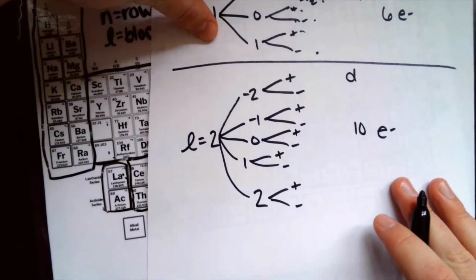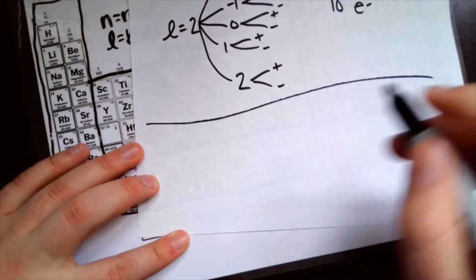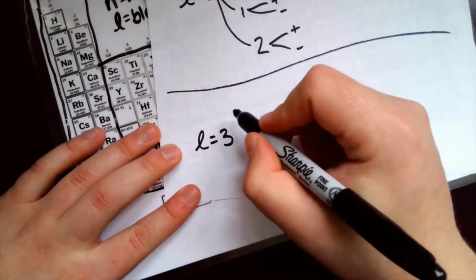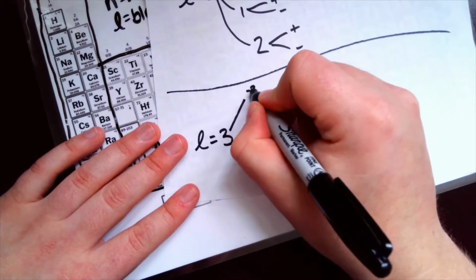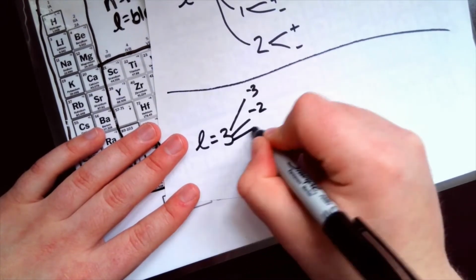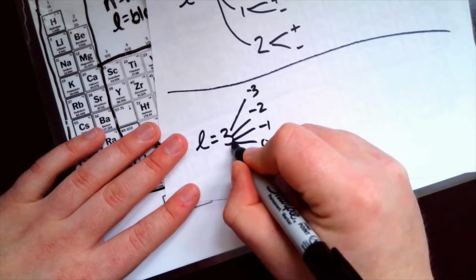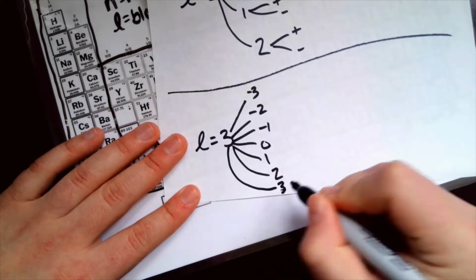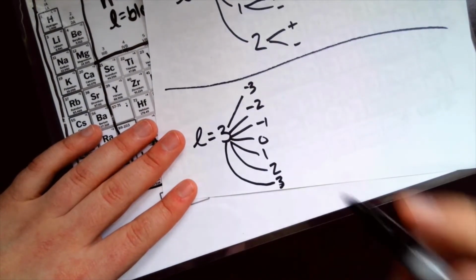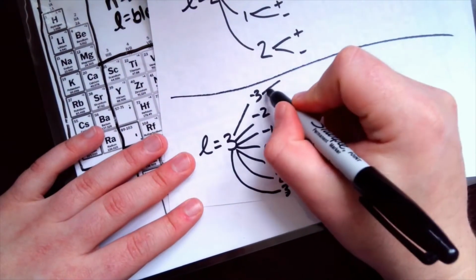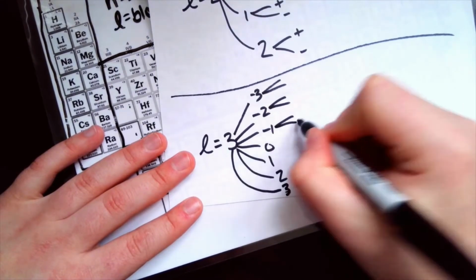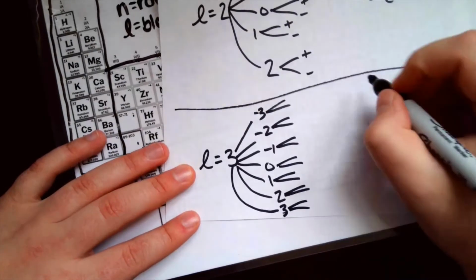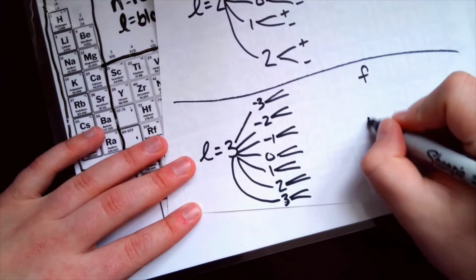And lastly, for an F subshell, which is when L equals 3, m sub L could be negative 3, negative 2, negative 1, 0, 1, 2, 3. Now, again, one last time, each of these can have 2 electrons, one with a positive spin, one with a negative spin. So that means in an F subshell, you can have up to 14 electrons.